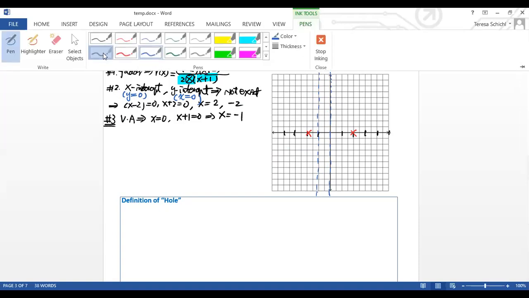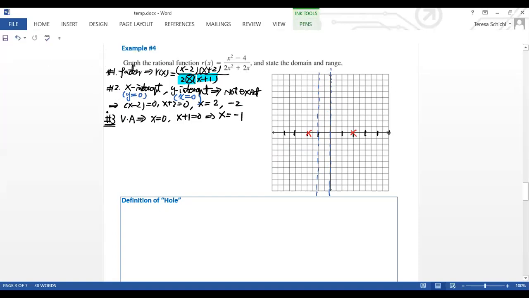Next, let's take a look at the horizontal asymptote. That means looking at what happens when x approaches infinity. Here the numerator and denominator have the same power, so the asymptote is the ratio of the leading coefficients, which is y equals 1/2.